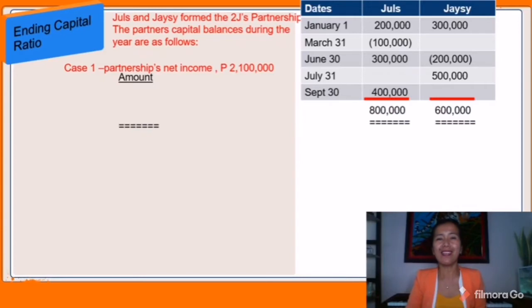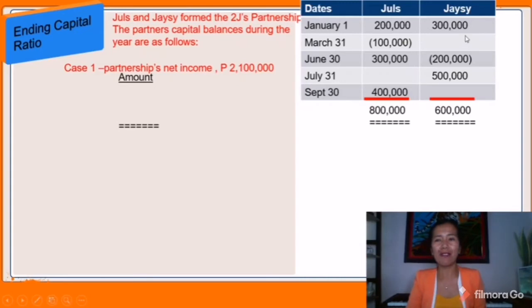Let's proceed to the next capital ratio, the ending capital ratio. In our problem, we didn't have the ending capital balance, so we have to compute this one. So that is 200 less 100 plus 300 plus 400. We have an ending capital balance of 800,000 pesos. The deduction here means drawings on March 31 of the year.